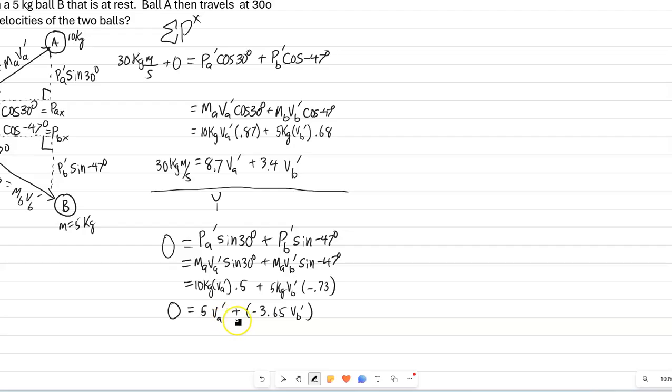We can simplify our values here and solve this for, what would I like to do? I can solve it for velocity B prime. I could have chosen A prime. I'm just choosing B prime for funsies. So let me do that here. I am going to start off, let's divide both sides by negative 3.65.